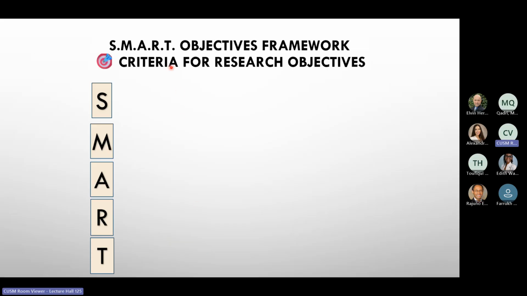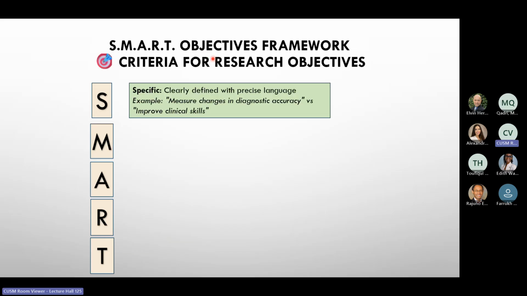In order for us to write clear, focused, and measurable objective statements, we'll use the SMART, S-M-A-R-T formula. The SMART formula, or SMART paradigm for objective writing, is a framework, and there are specific criteria for research objective writing. S, for your statements, they should be specific. They should be clearly defined and use precise language. I give you an example here. Measure changes in diagnostic accuracy versus improved clinical skills. You'll notice the first statement here, measure changes in diagnostic accuracy, is more specific than improved clinical skills.